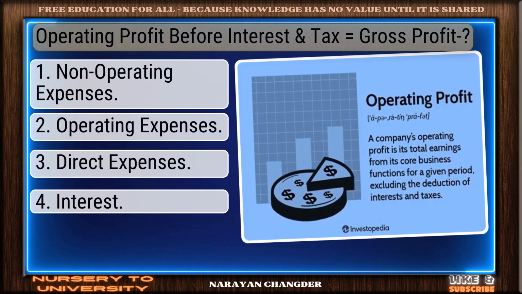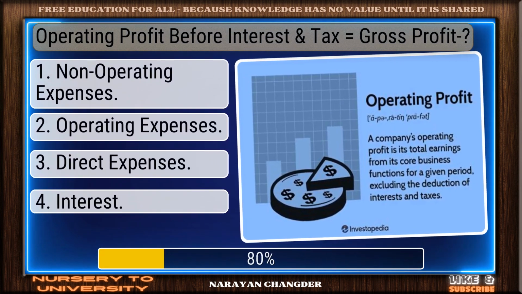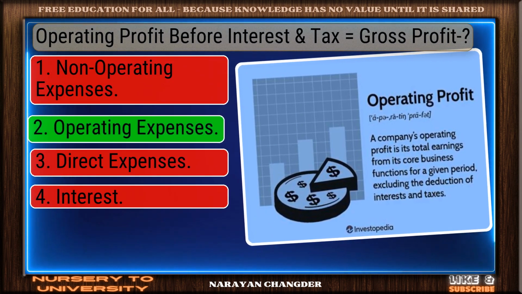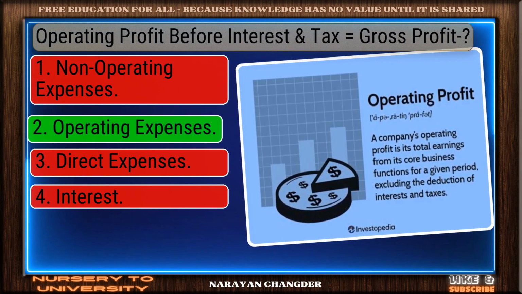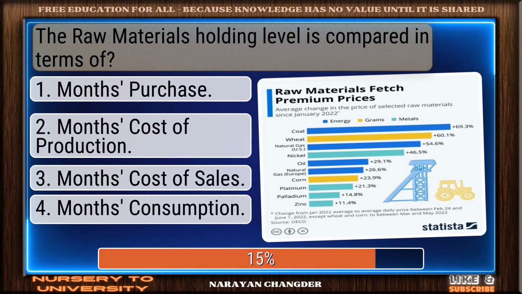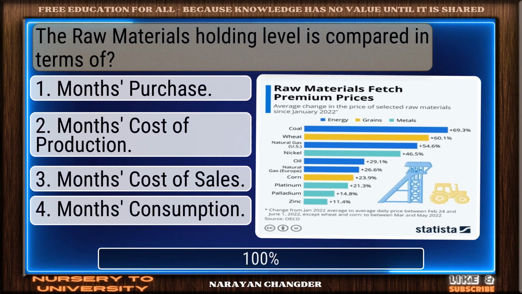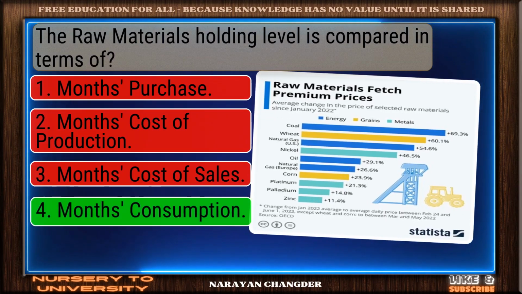Operating profit before interest and tax equal to gross profit. Nice work. You chose operating expenses, and it is correct. The raw materials holding level is compared in terms of. Nicely done. Month's consumption is a solid answer.